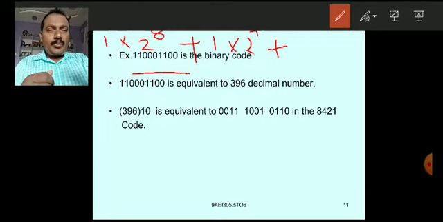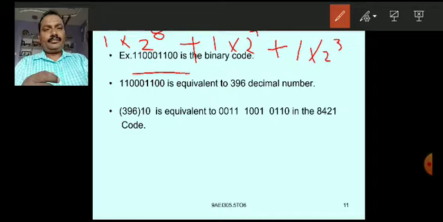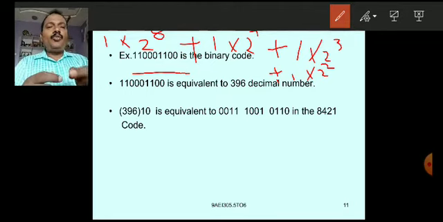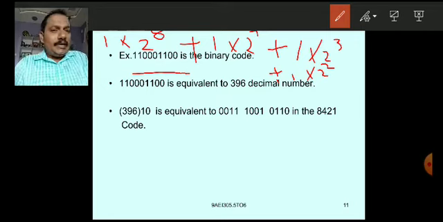2 power 5 also 0, 2 power 4 also 0, 2 power 3 you have 1 into 2 power 3, and next plus 1 into 2 power 2. Next, the 2 power 1 and 2 power 0 positions are also zeros, so you need not write them. By simplification of this, you will get 396 decimal number.